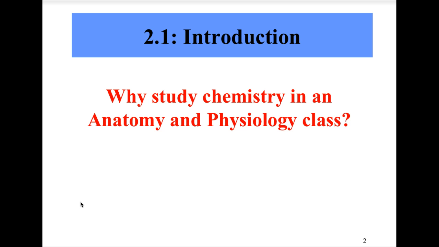So in Section 2.1, our basic introduction here, what you need to know as a learning goal is to be able to give examples of how the study of living materials requires an understanding of chemistry. And in doing that learning outcome, we ask this basic question: why on earth would we want to study chemistry in an anatomy and physiology class? So take a moment and think about that. At this time, you might want to pause the lecture just to look back and understand what you've learned in chemistry and perhaps what you've learned in biology and figure out how chemistry would play a role in anatomy and physiology.